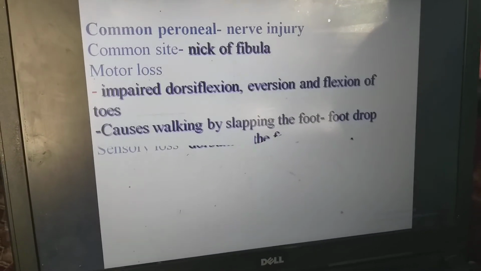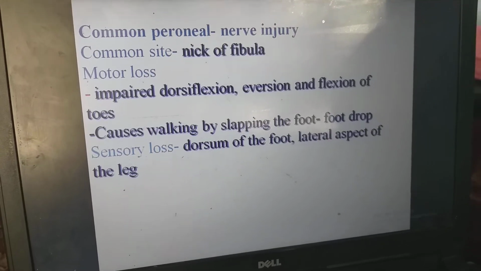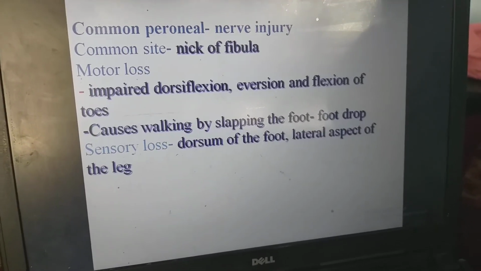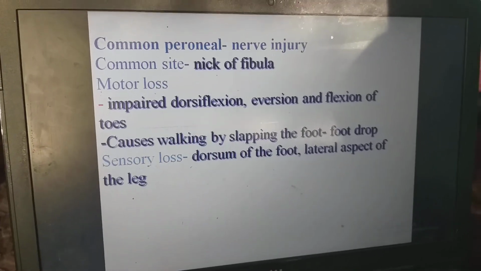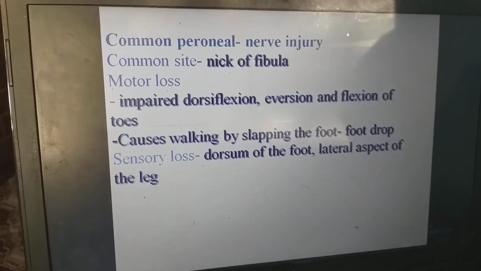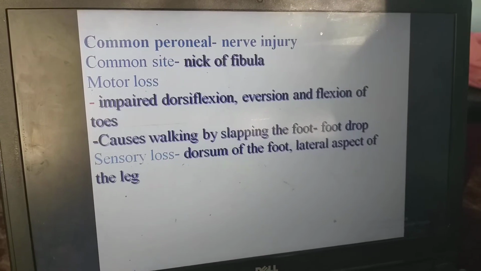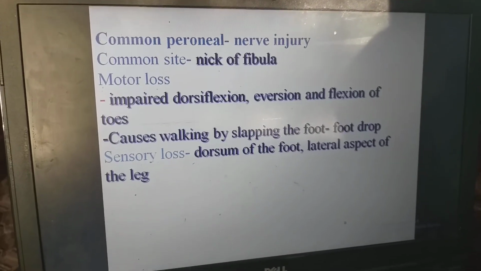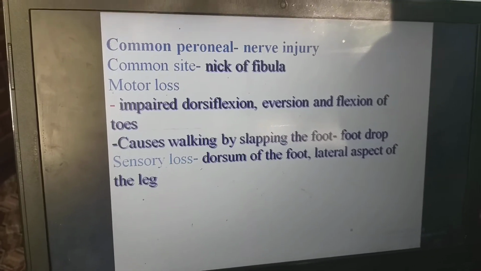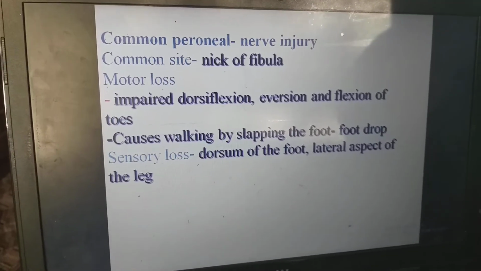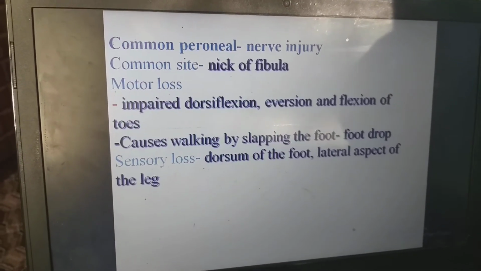Good. Already we have said that the sciatic nerve, at the knee joint, is divided into two, common peroneal and tibial. So there are some special injuries, especially of the common peroneal. It is injured at the neck of the fibula, the most common injury. During this, there are special losses, like motor loss and sensory loss. Motor loss is impairment of muscle.